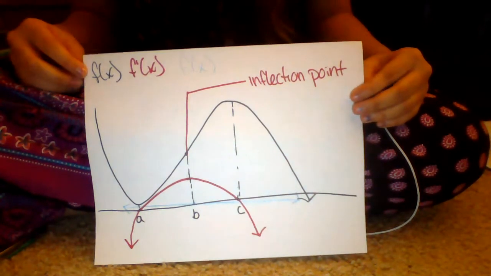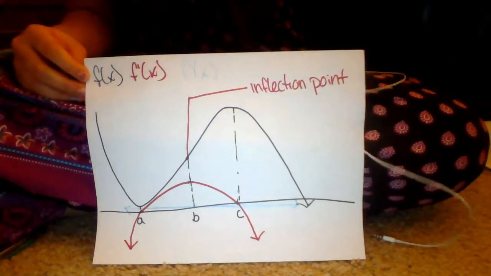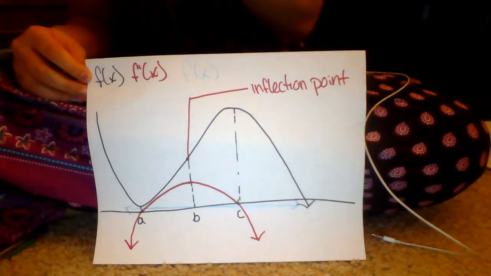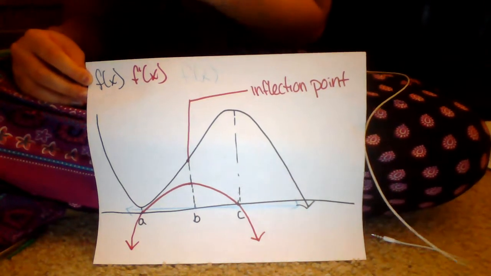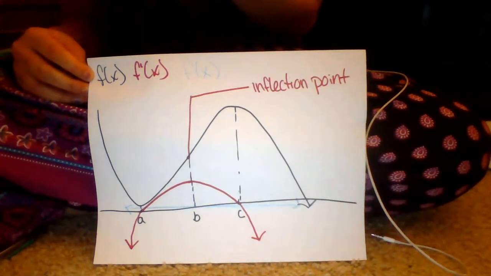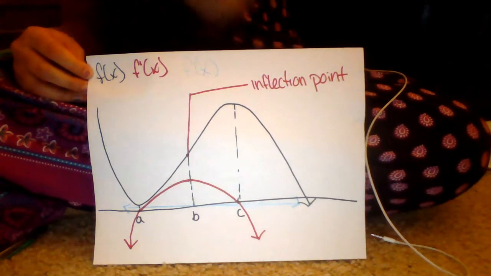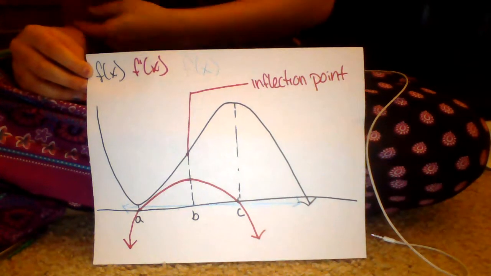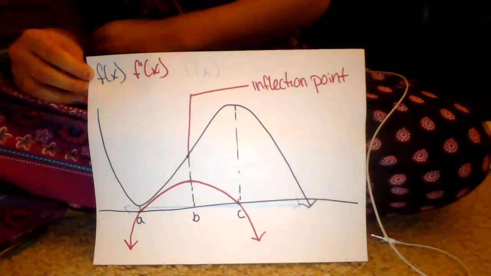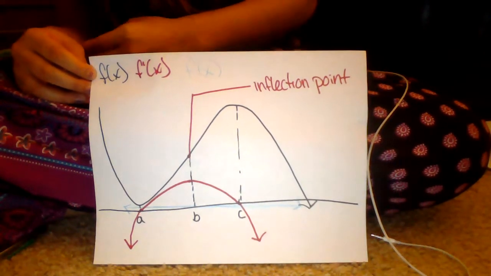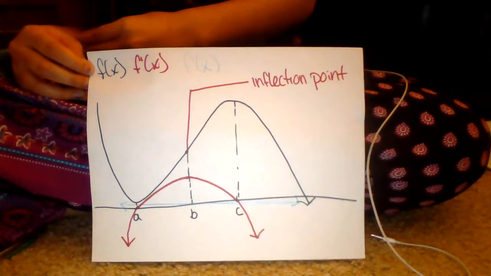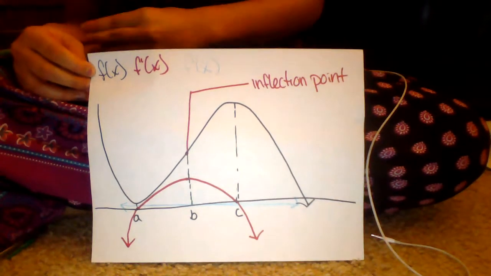f prime of x describes the slope of f of x, and f double prime of x describes the slope of f prime of x. When f double prime of x is negative, it describes a maximum, and when f double prime of x is positive, it describes a minimum. And these are also reflected through f prime of x because they are its zeros.